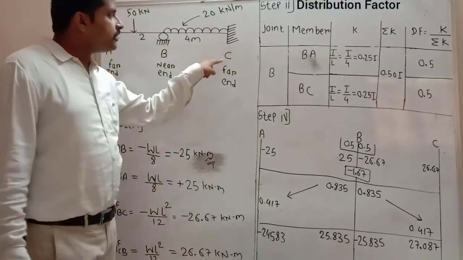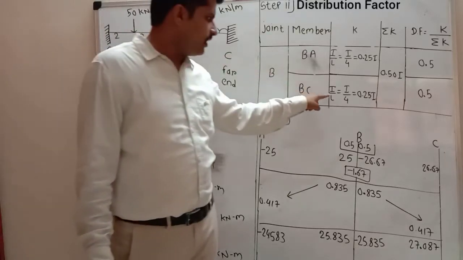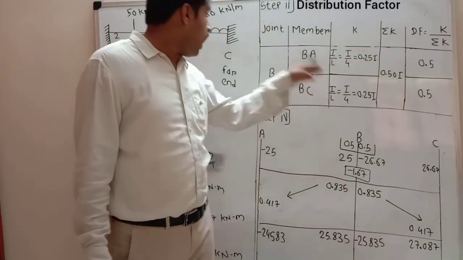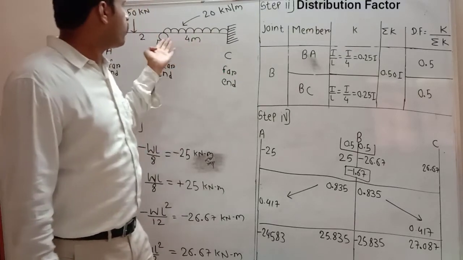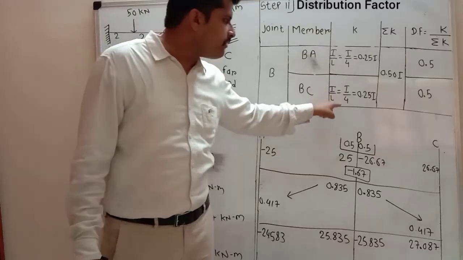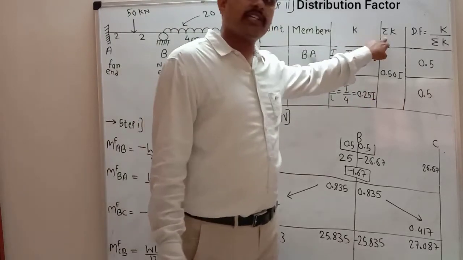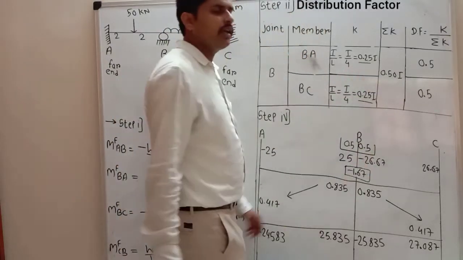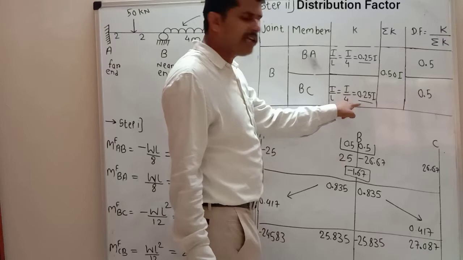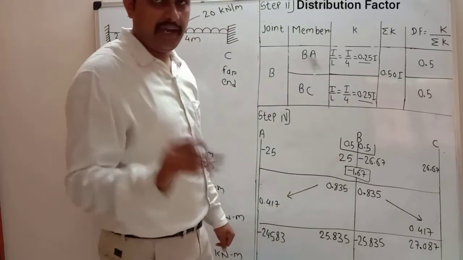For BC, the far end is also a fixed support. Hence, again there is I upon L. Length L is nothing but the length of span BC. So I by 4, it will be 0.25 I. Now what is summation? Summation is nothing but addition of these two. That is 0.25 I plus 0.25 I, we will get 0.50 I.